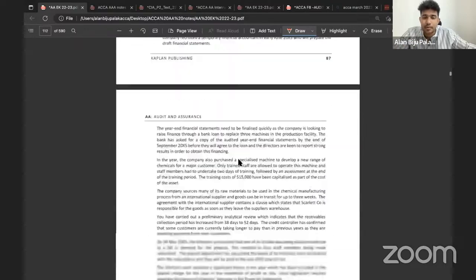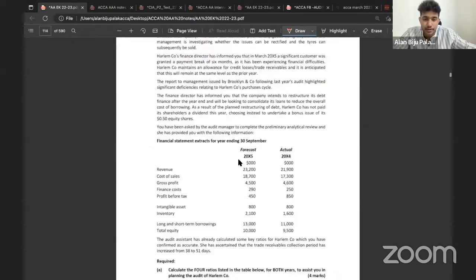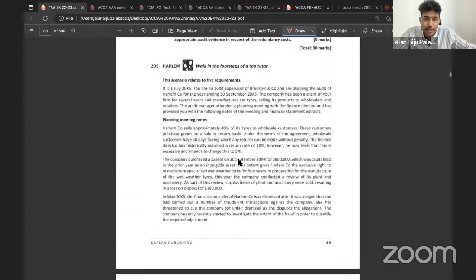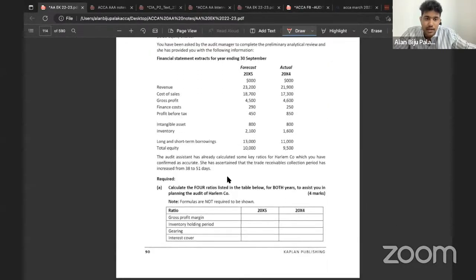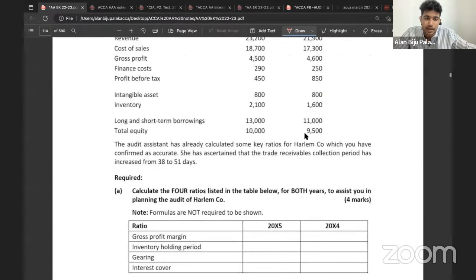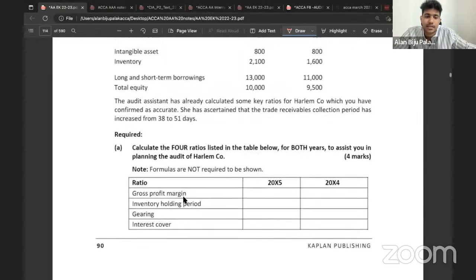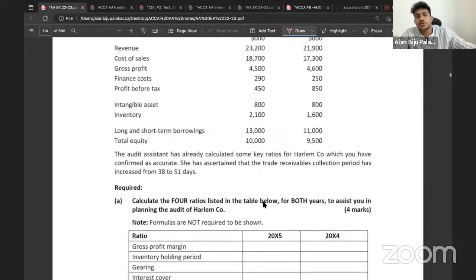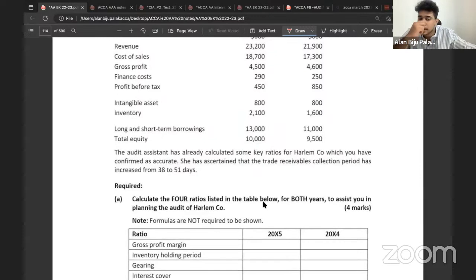So say, for example, if you look in your revision kit, there are some questions like this, whereby you will be getting a scenario. And after the scenario, they will be giving you the financial statements extract, and they will be asking you to calculate the ratios. So you should not initially start with the calculation also.